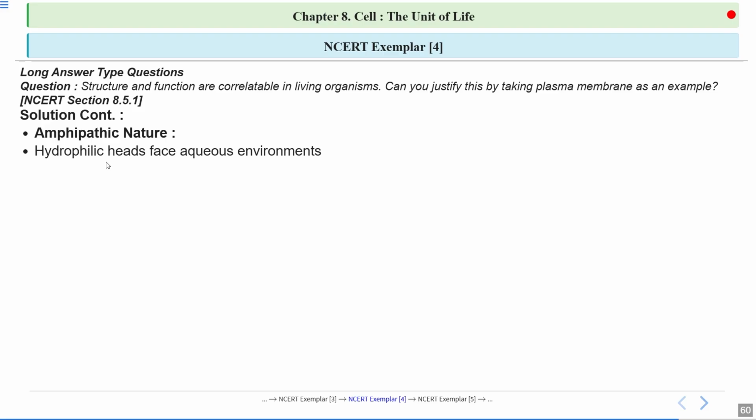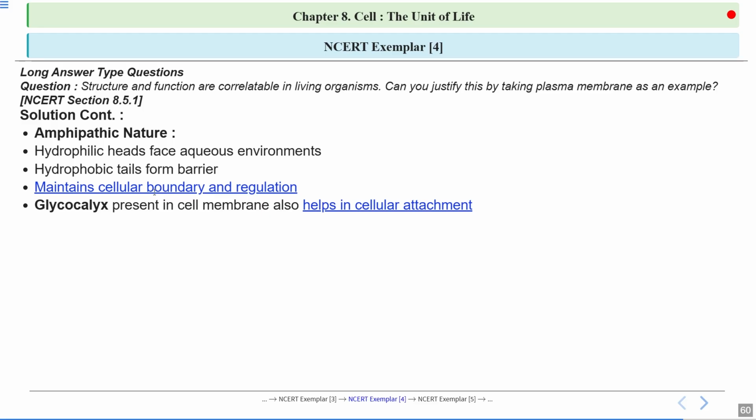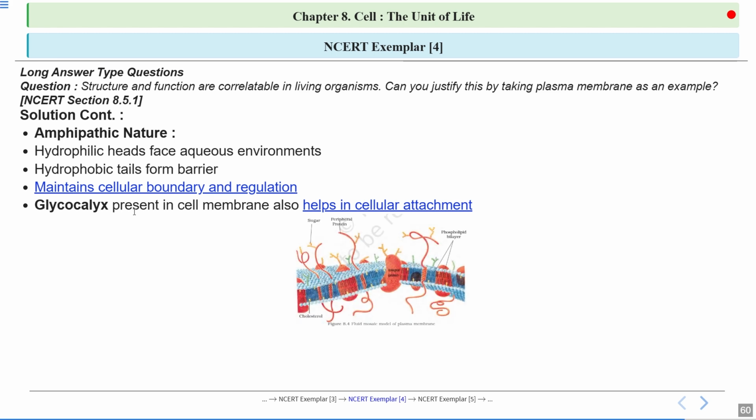Now this plasma membrane has an amphipathic nature, meaning the hydrophilic head faces the aqueous environment and the hydrophobic tails form a kind of barrier. Hydrophilic means water loving, hydrophobic means water repelling. Heads are hydrophilic, tails are hydrophobic. They maintain cellular boundary and recognition as well. Sometimes glycocalyx is also present in the cell membrane, which helps in cellular attachment. This is present in bacteria actually. So in bacteria you have glycocalyx, cell wall, and the plasma membrane.